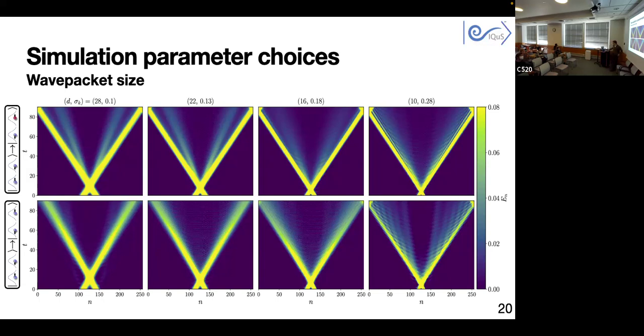And so considering the bottom row also, it's important to be able to distinguish the elastic channel on its own. And you can see that as you decrease the size of the wave packet D, the elastic channel, so the wave packet, just spreads a lot more, and you also get these interference effects. And so, yeah, as a result of these two considerations, we choose a D of 22.